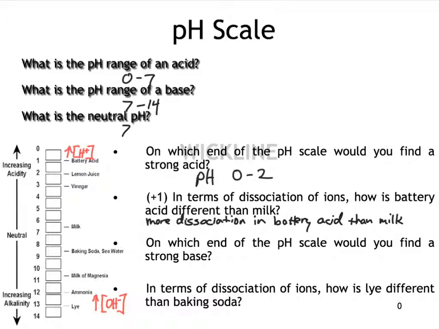We can also find strong bases on this scale down close to the 14 side. Lye, which is one of the main ingredients used to make soap, is the strongest base on this scale. And in terms of dissociation, you would make sure that lye is different than baking soda because lye would have more dissociation and therefore would have a larger concentration of hydroxide ions.